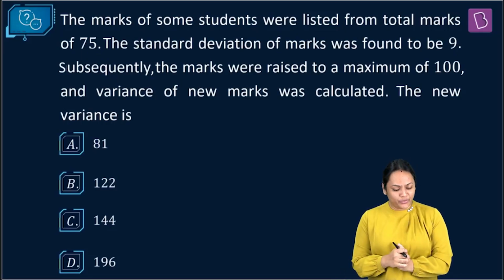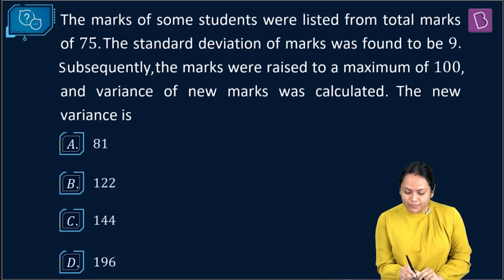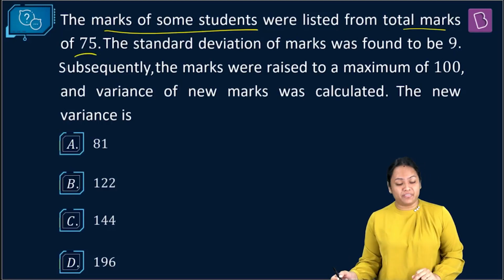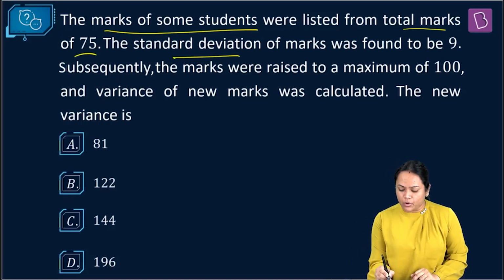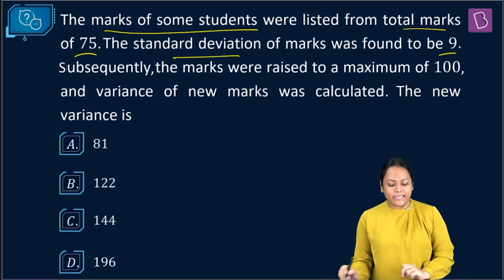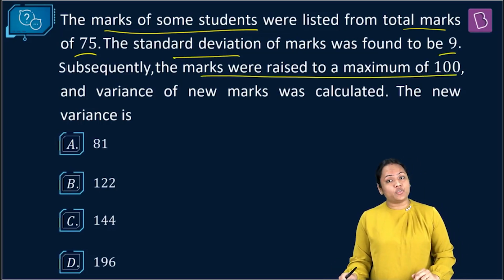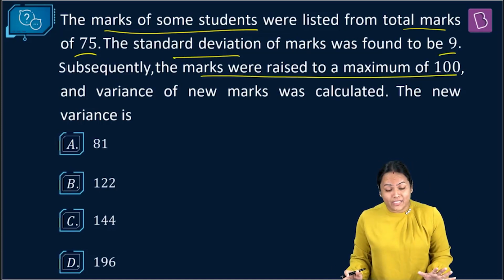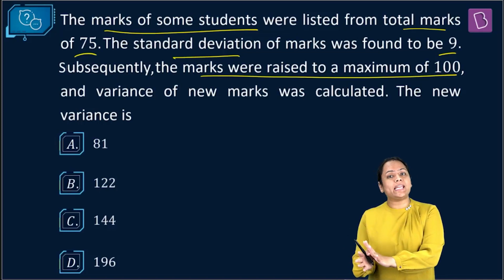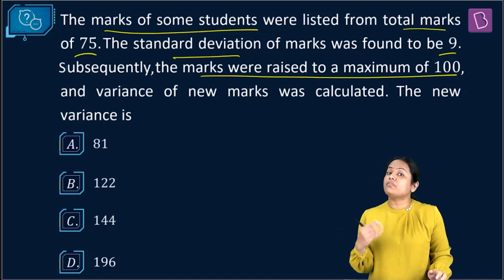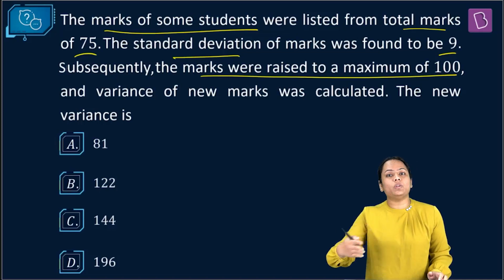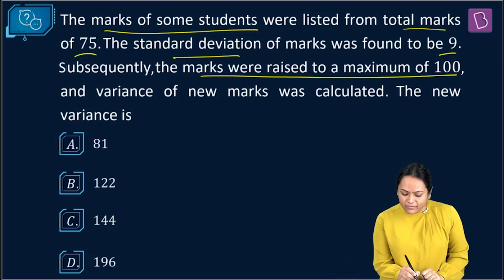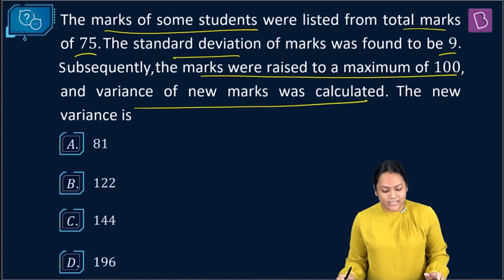Well, let's move further. Here in this question, it's saying the marks of some students were listed from total marks of 75 and standard deviation was found to be 9. Subsequently, the marks were raised to a maximum of 100. Initially they had given marks out of 75 and now they have changed the scale and are distributing the marks out of 100. So obviously marks will be changed by some scale, right? And they have asked what is the new variance.